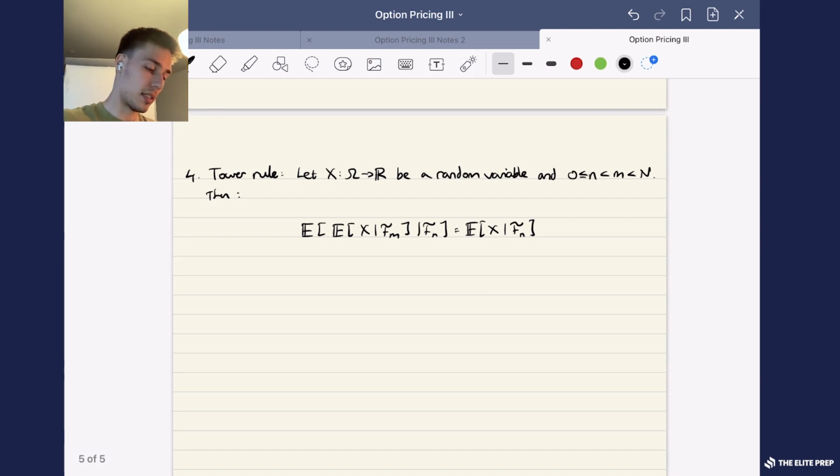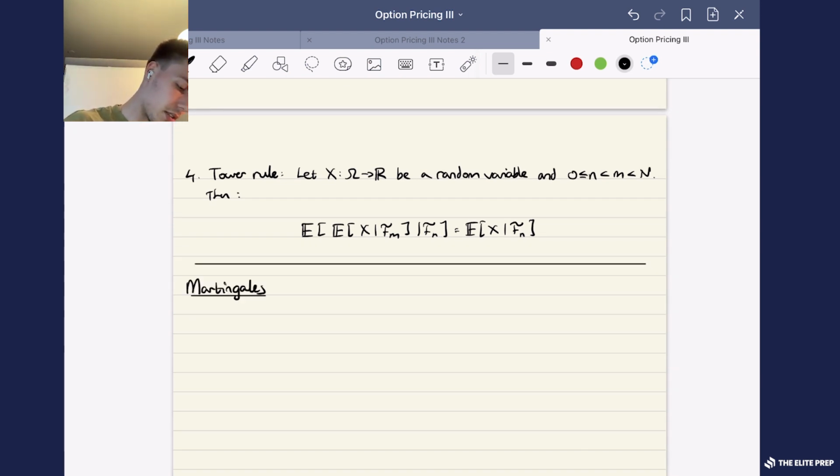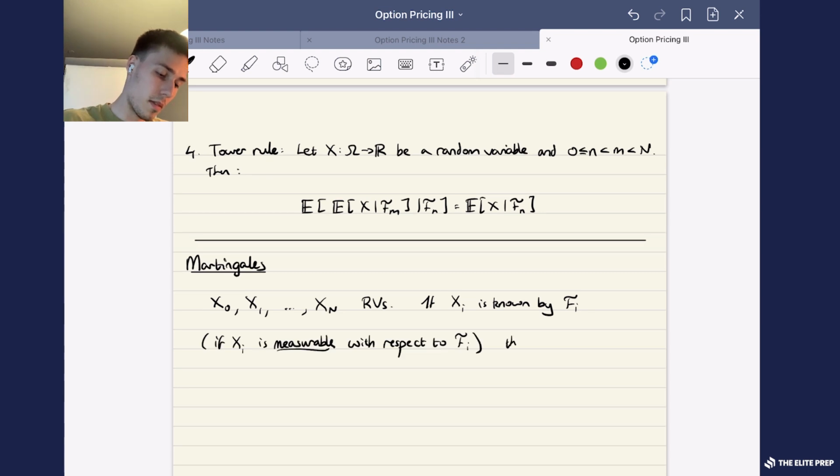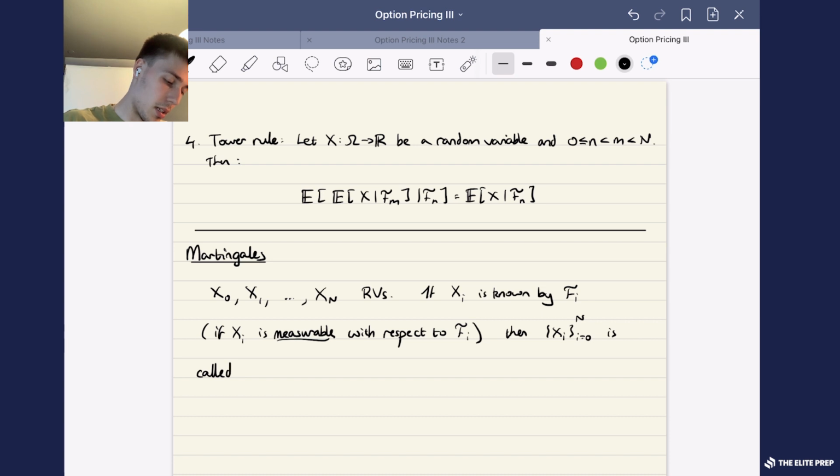The rigorous definition for this is as follows. If we have a sequence of random variables X0, X1, up until Xn, if Xi is known by Fi, we're going to say if Xi is measurable with respect to Fi, then the sequence Xi from i equals 0 to n is called an adapted process to the filtration F.